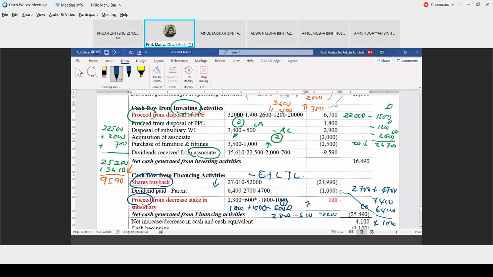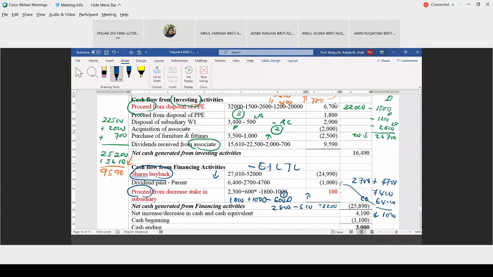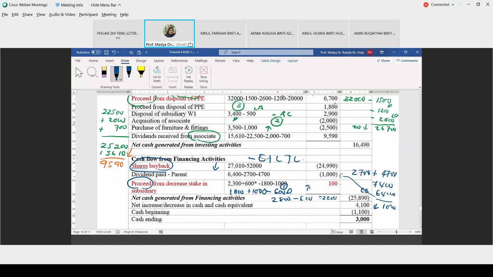So the general balancing here will be 25,890. So you're going to have net cash increase. Okay, total up the financing, investing, and operating. So you're going to have 100, plus the beginning cash balance that you have here, which is negative 1,100. So the ending balance here is 300. 3 million is supposed to be 3 million.